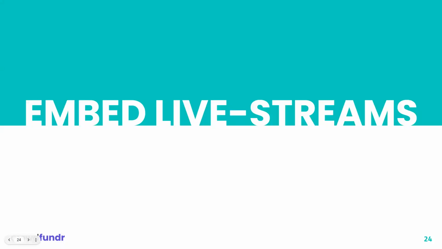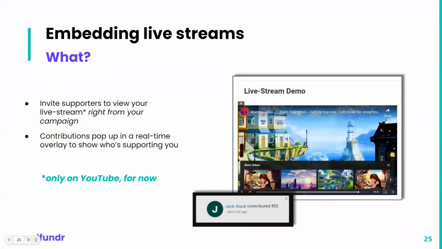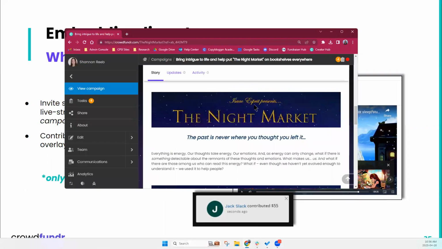Okay, the last little bit we're going to talk about very quickly is embedded live stream. Basically you can embed a live stream. Unfortunately, right now it's only through YouTube, so you would have to have a YouTube account set up for live streaming, but you can invite supporters to view your live stream right from your campaign, and it just pops up in your story. Again, your story is this bit right here.